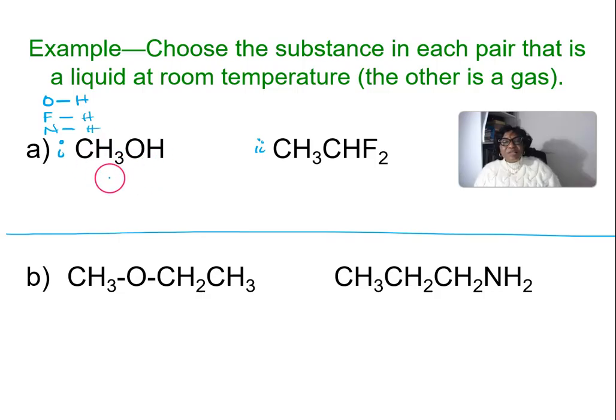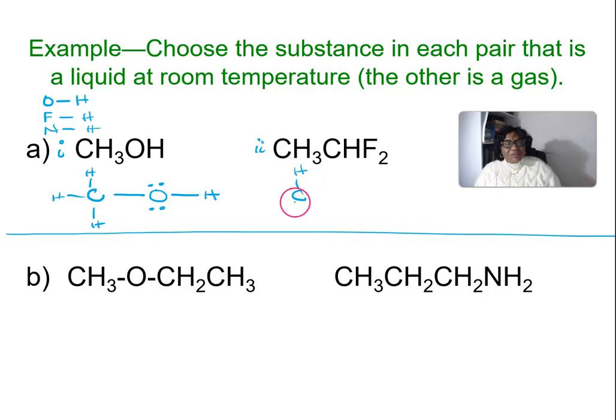So if you can see it here, draw its Lewis structure. H, H, H, O, H. You see this molecule has an oxygen-hydrogen bond, so it can form hydrogen bonding. Let's check this one.